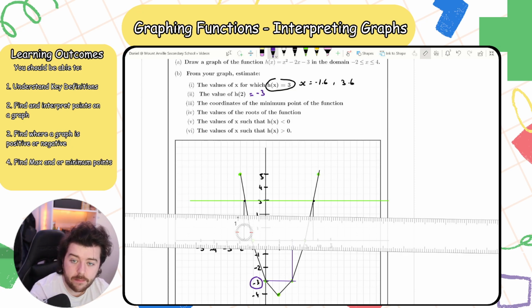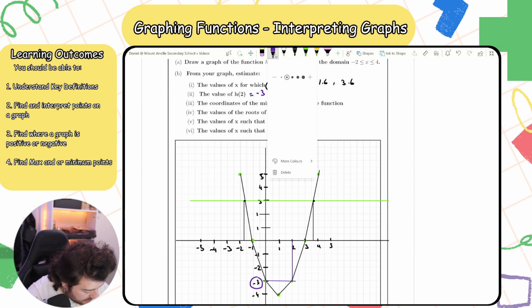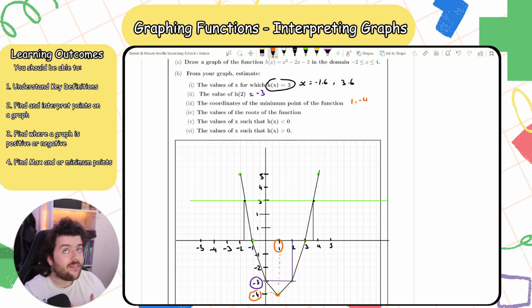The coordinates of the minimum point of the function. So the minimum point of the function is this point right here. Then read it off: my x value is 1 and my y value is minus 4. So my minimum point is (1, -4). Now just remember, sometimes they might give you a point either side, and you have to get the middle of it. But again, it's very self-explanatory and you do have a margin of error.